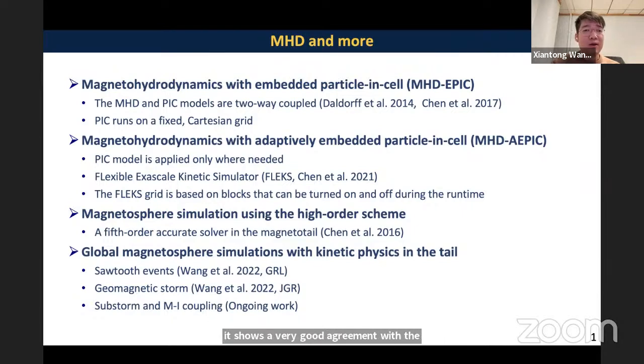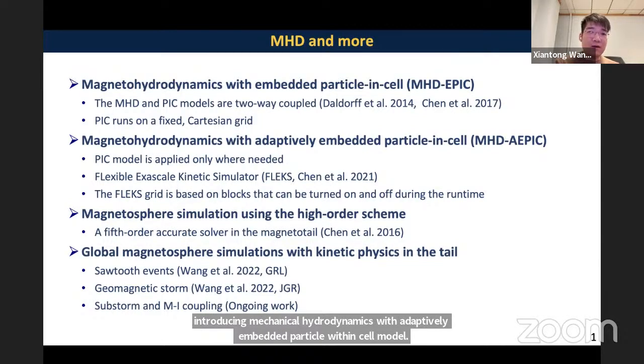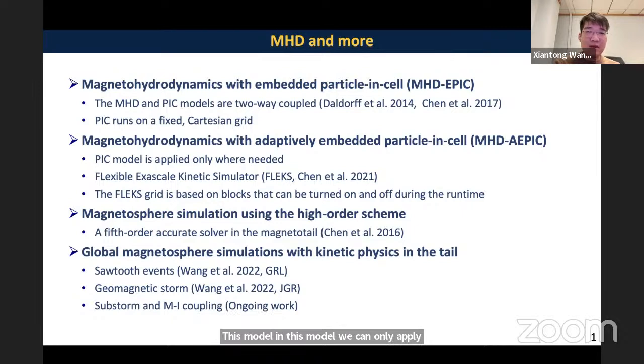But at that time, the MHD-AEPIC model, or the MHD with embedded particle-in-cell model, could only run the particle-in-cell model on a fixed Cartesian grid, which has a lot of limitations, because usually either the geometry or the region of interest is not a box, right? So we're trying to break that limitation by introducing magnetohydrodynamics with adaptively embedded particle-in-cell model. In this model, we can apply PIC only where it's needed and when it's needed.